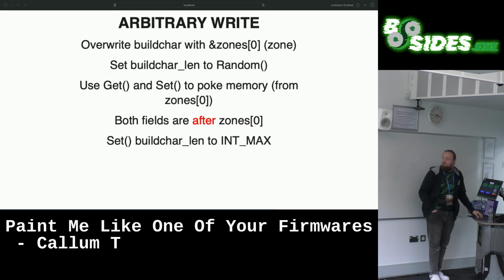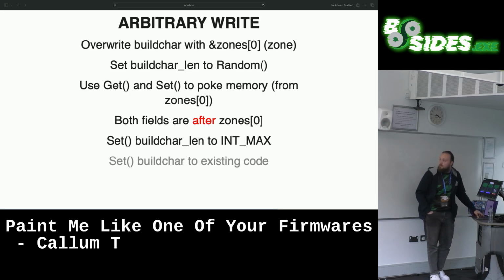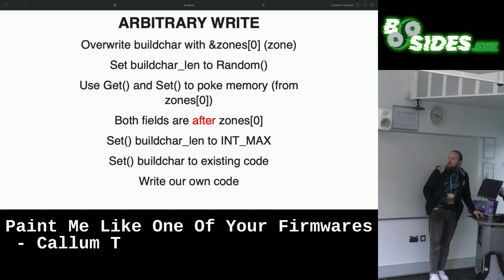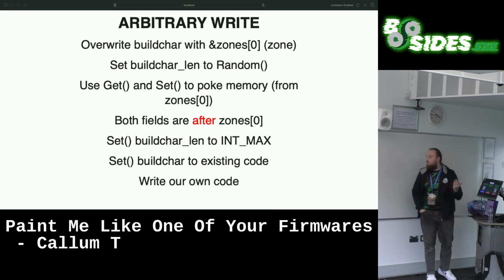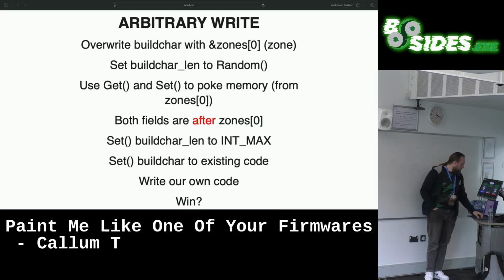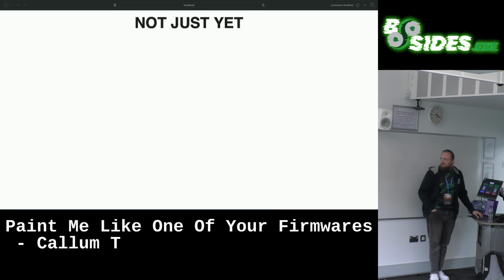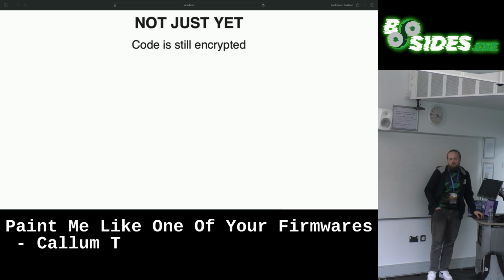Which means we can set length to anything we want, set pointer to anything we want, and then we can write our own code anywhere we want. So we can now execute code on these devices. Sort of. The problem is, the code is still encrypted, so we don't know what any of it looks like.